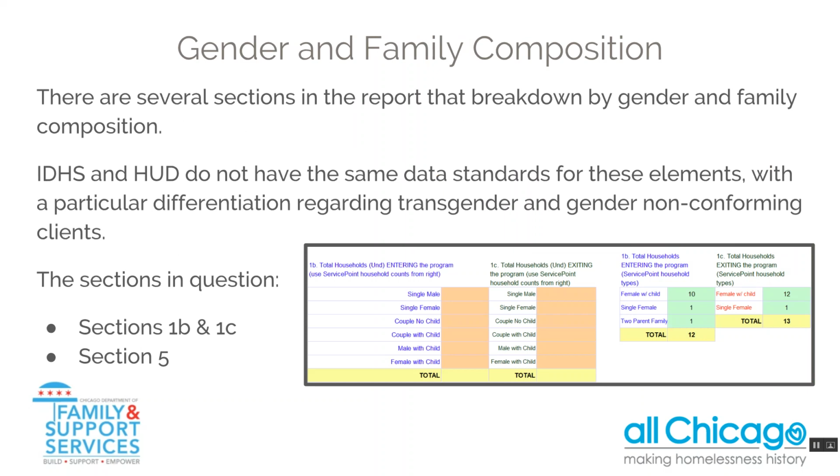Now, there's some more categorization things that have to happen with gender and family composition. So there are several sections in the report that break down by gender and family composition. Now, IDHS and HUD do not have the same data standards for these elements. And in particular, the differentiation is occurring when we talk about clients who are transgender or gender nonconforming. The major sections and questions that will be affected by this are sections 1B, 1C, and section 5.